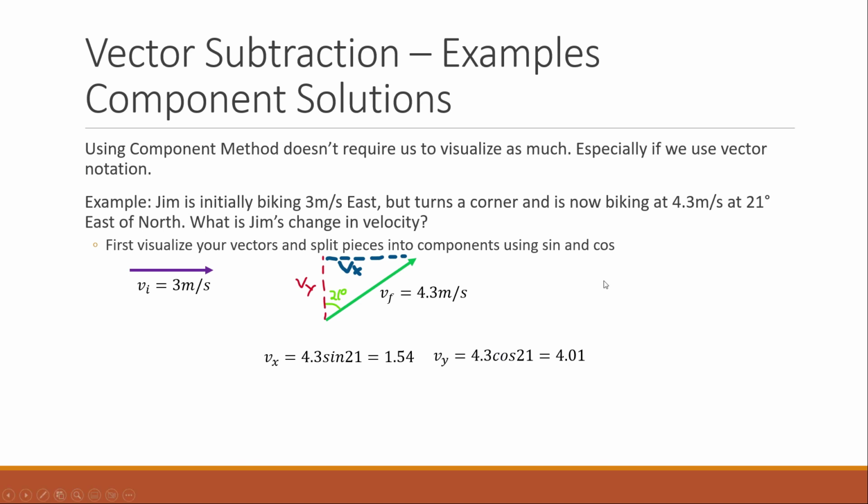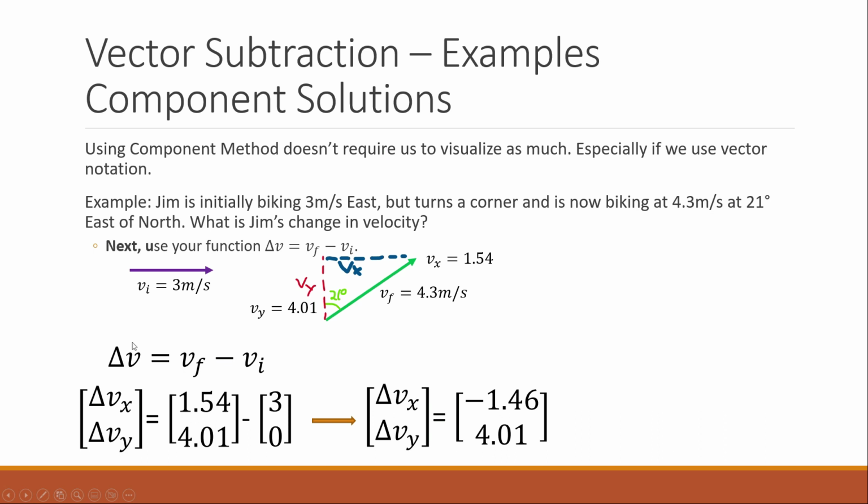We see this term change in velocity, and that makes us think we have to subtract final minus initial. Like we've been doing with components, we still start out by drawing our initial vectors. Here's VI, it's 3 meters per second to the east. Here's VF, it's 4.3 meters per second at this angle, 21 degrees east of north. I'm going to use my sine and cosine ratios to determine the magnitudes of these x and y components. VI is nice because it is all x component, no y component. So that's convenient.